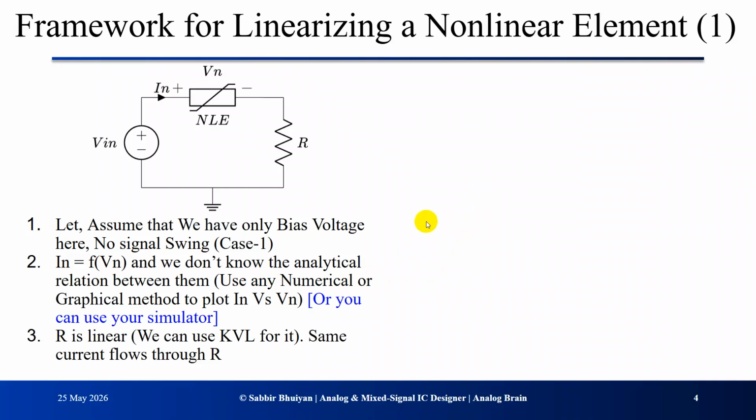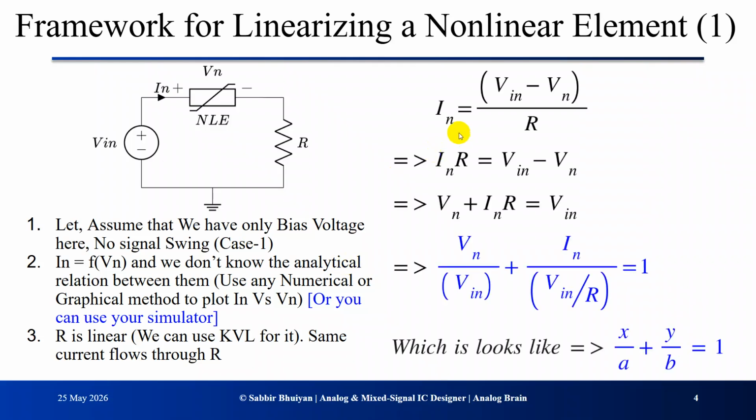Okay, since the resistor is linear, we can directly apply KVL, and because the resistor and nonlinear element are in series, the same current flows through both. Okay, the intersection of these two relations gives us the operating point. This operating point is extremely important because later we will locally linearize the nonlinear device around this operating point.